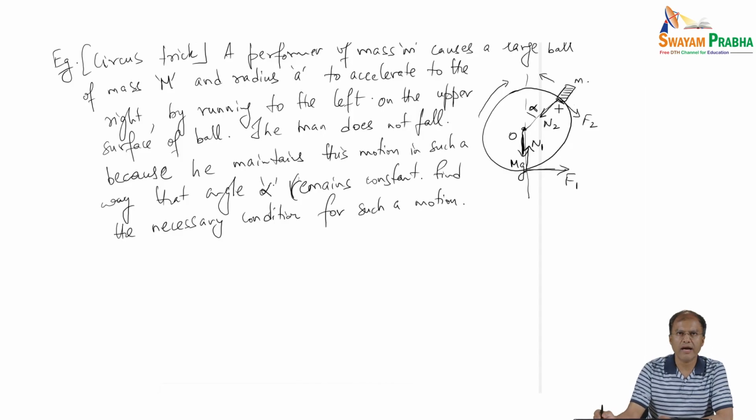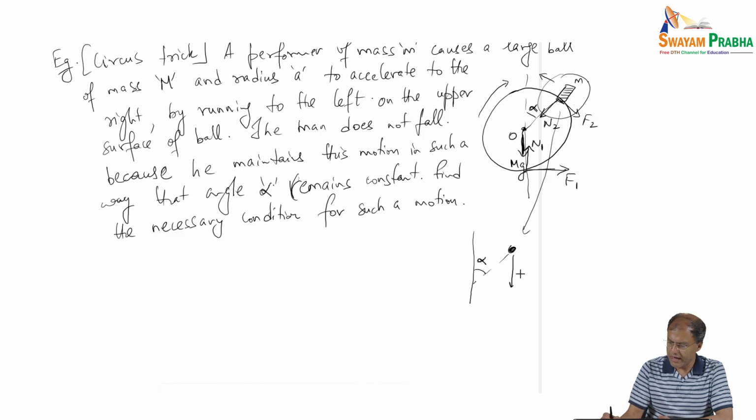So let us draw this diagram separately on the man, the force diagram. What we see is that here is the man standing on the ball, and this is subtending an angle alpha here.